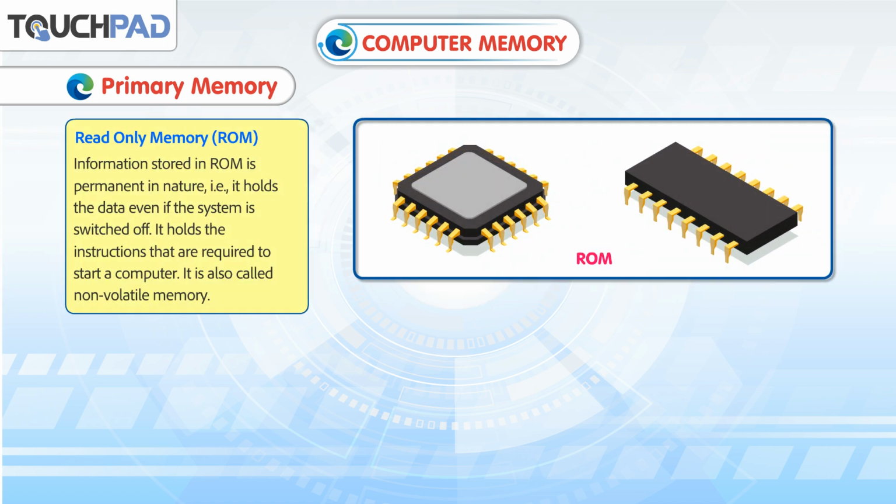Read-only memory, ROM. Information stored in ROM is permanent in nature. That is, it holds the data even if the system is switched off. It holds the instructions that are required to start a computer. It is also called non-volatile memory.